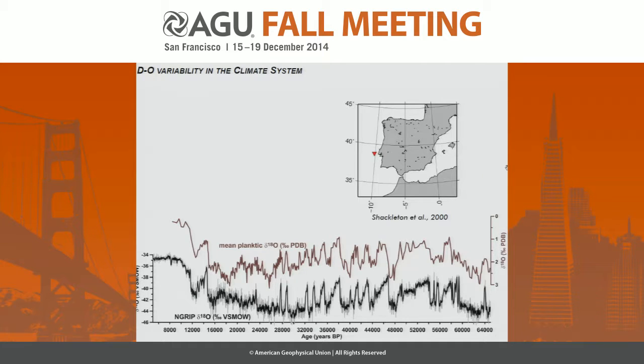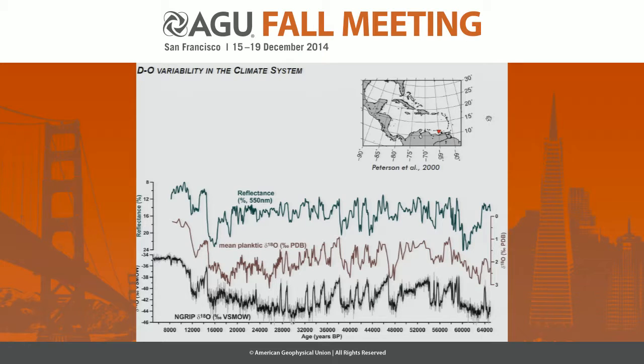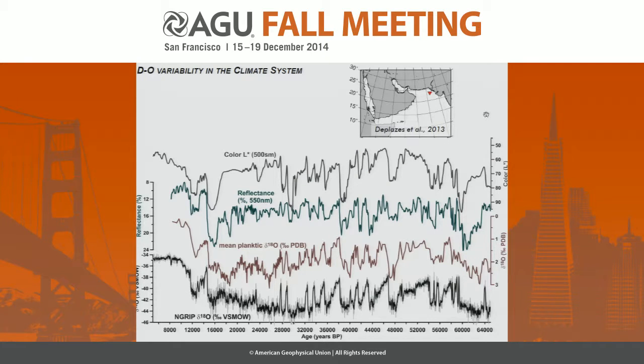But also we see a similar variability in the Cariaco Basin, so the color reflectance in a sediment core from the Cariaco Basin shows again a similar pacing and timing. And the same variability is seen in the Arabian Sea, basically showing a close covariability in the response of the monsoon system and in the response of the upwelling in the Arabian Sea. But this list can actually go on and on.